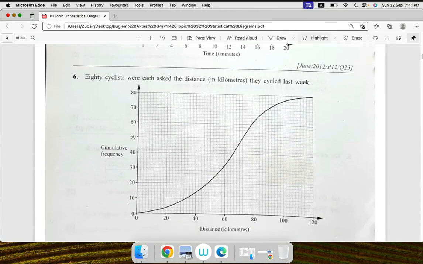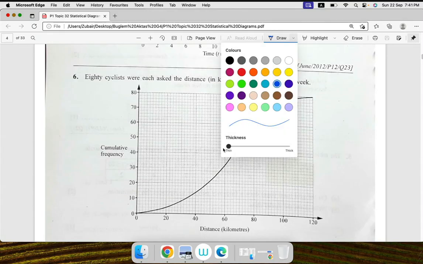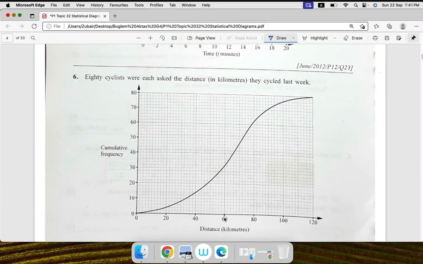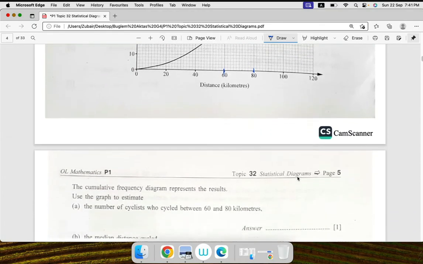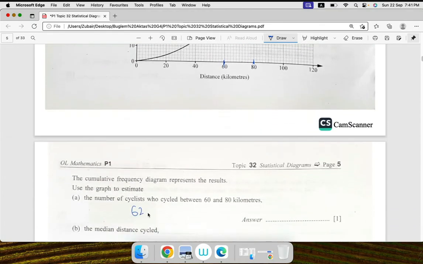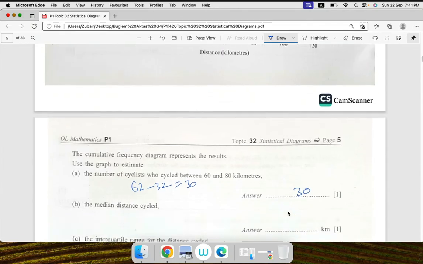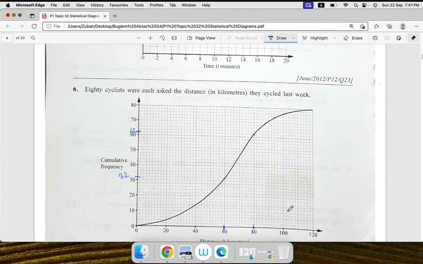So between 60 and 80 kilometers. 32, and between 80, 62. So there were 30 cyclists who cycled between these two given distances. B part says find the median distance cycled. Try this.